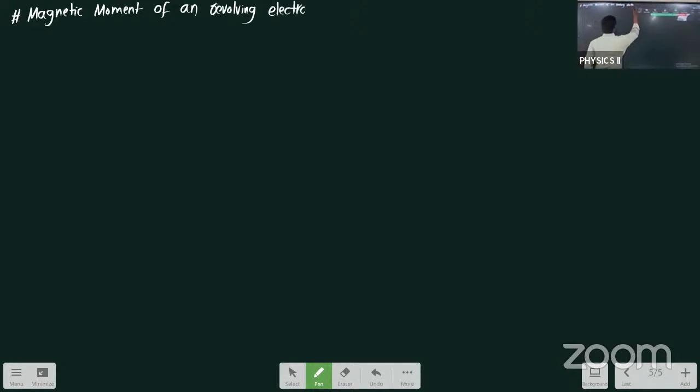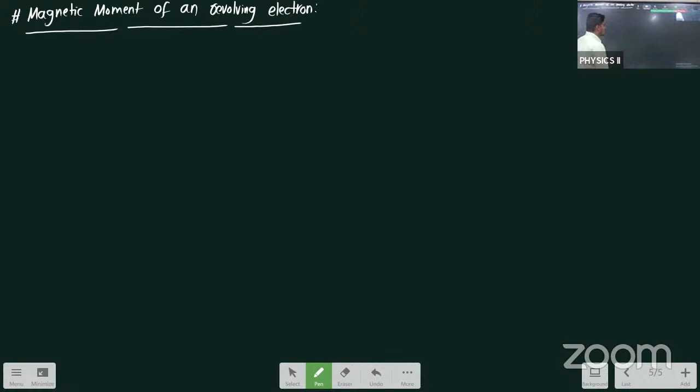Magnetic moment of a revolving electron. This is the next topic that we are going to discuss in moving charges and magnetism. Very easy topic, and I think in the previous main board examination, you might have got this question: obtain the expression for magnetic moment of a revolving electron.